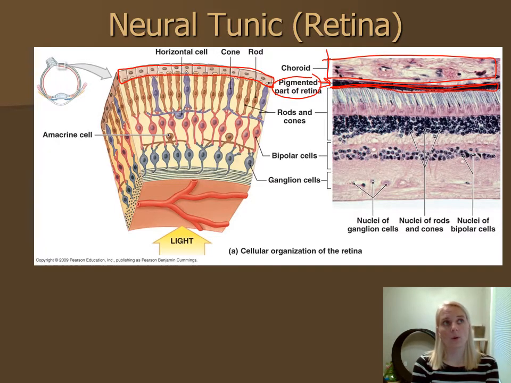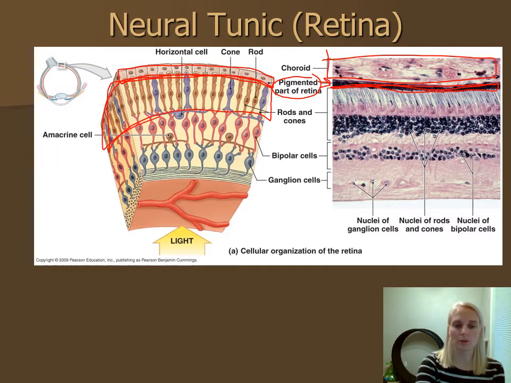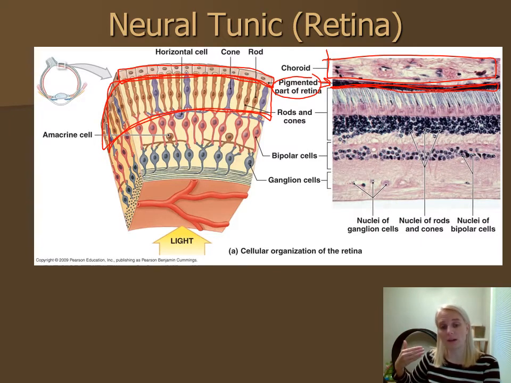So the cells that make up the neural tunic are all neurons, which is cool because that's why it's named that. Other than the pigmented epithelium, the retina, I should say, has multiple types of cells. There's three major layers, I should say. So the outermost layer that's way on the back of the retina is made up of your rods and cones. These are called photoreceptors. So photoreceptors are your rods and cones. They're at the very, very back of the eyeball.